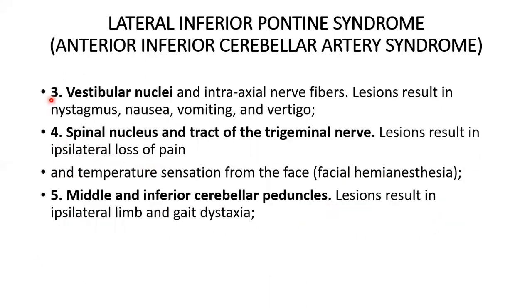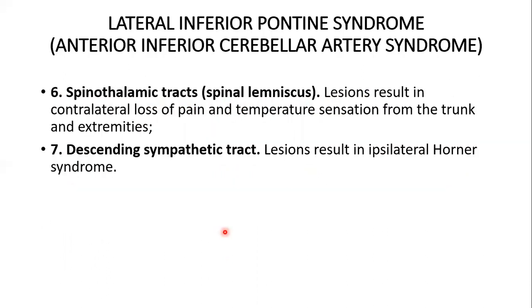And third, in this syndrome, vestibular nuclei and intra-axial nerve fibers lesion results in nystagmus, nausea, vomiting, and vertigo. Then the spinal nucleus and tract of the trigeminal nerve lesion result in ipsilateral loss of pain and temperature sensation from the face, facial hemianesthesia. And the middle and inferior cerebellar peduncles are lost, and the lesion results in ipsilateral limb and gait ataxia. And these 6 and 7 are lost in this syndrome, the anterior inferior cerebellar artery syndrome.